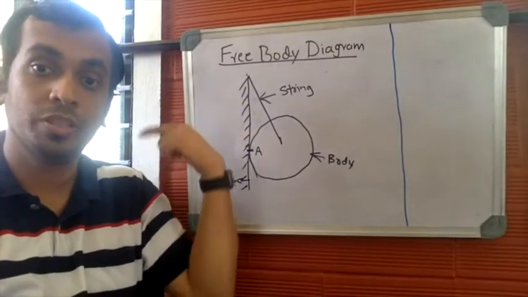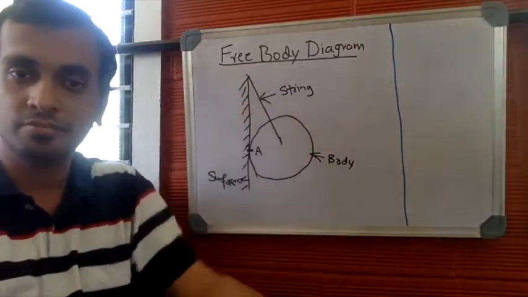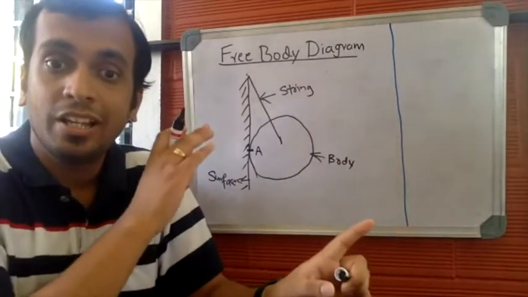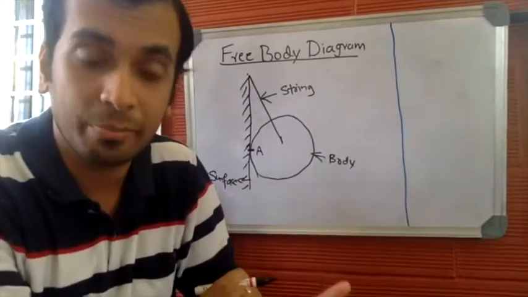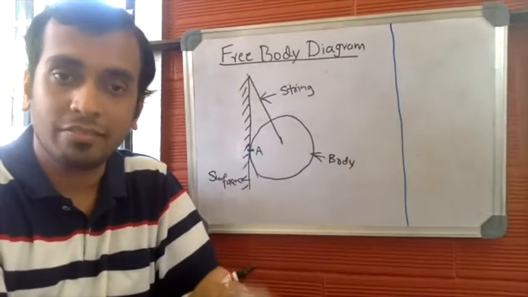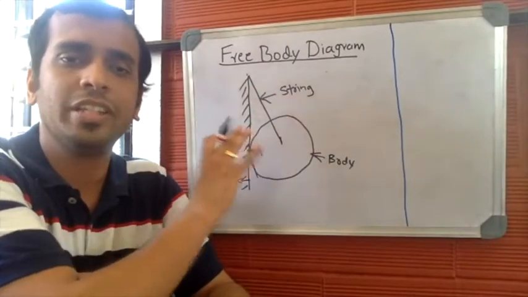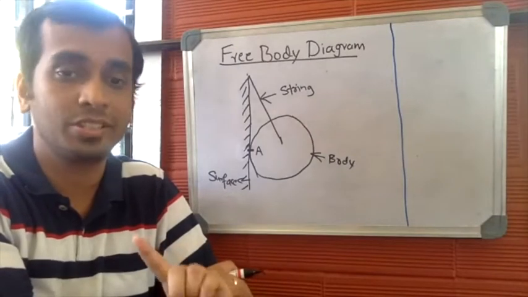So, hope you have understood the arrangement. We have a body, we have a surface, and we have a string. The body is in contact with the surface with the help of the string. This is the considered arrangement in order to understand the steps to draw the free body diagram. There are no external forces; I have not considered any external forces acting on the body. If you have an external force, let us consider it later.